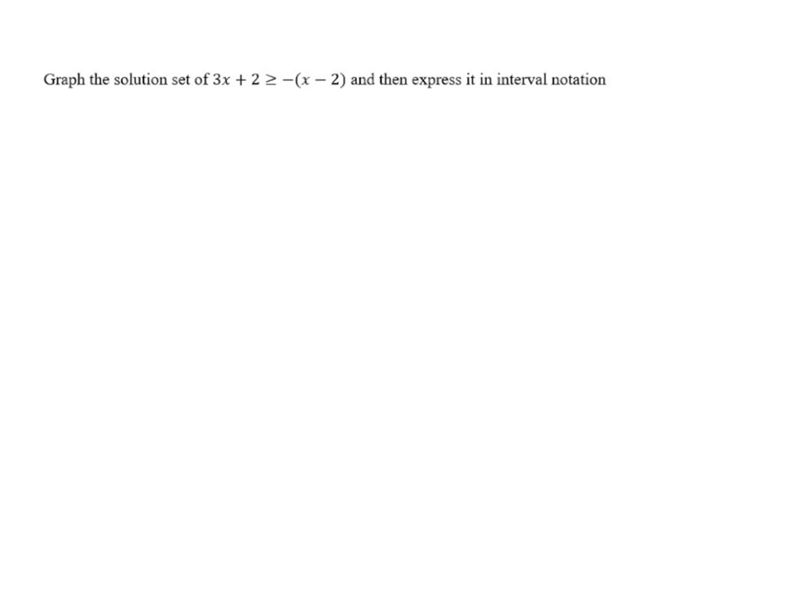Graph the solution set of 3x plus 2 is greater than or equal to the opposite of the quantity x minus 2, and then express it in interval notation. Just like the others, we want to isolate x, but because we have this negative sign in front of a difference in parentheses, we're going to have to distribute that negative sign first.